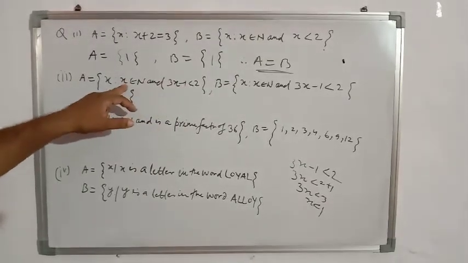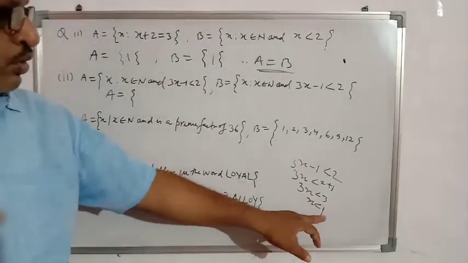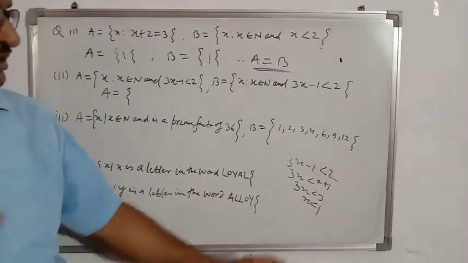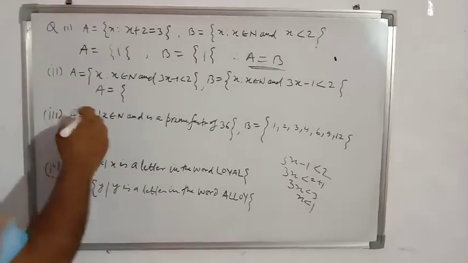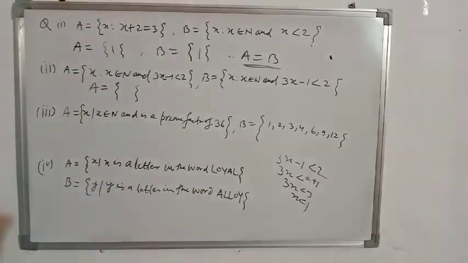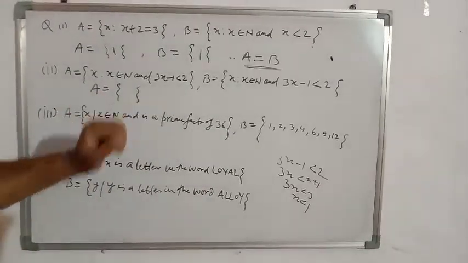And x is a natural number. We know that there is no natural number less than 1 because natural numbers start from 1. So we will get an empty set here.